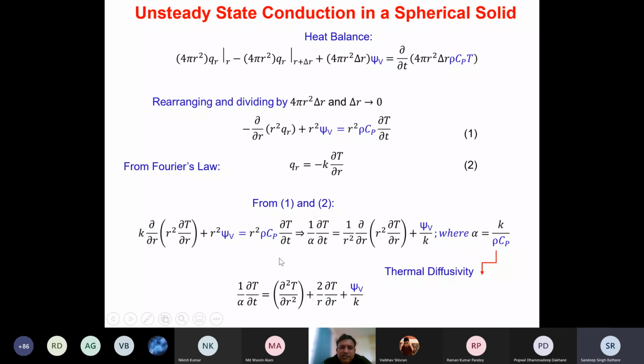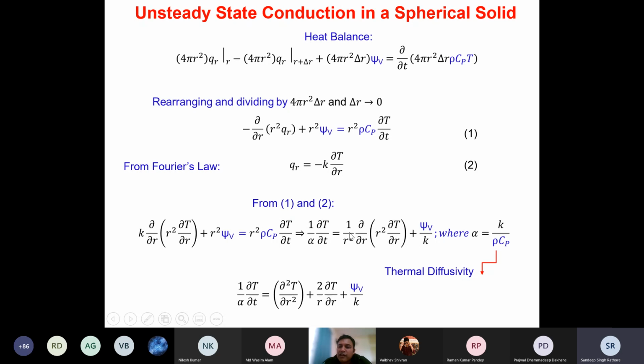And if we rearrange this term by dividing by K and taking this r square to the other side, what we get is 1 by alpha dou T by dou T equals 1 by r square dou by dou r in the bracket r square dou T by dou r, plus psi v by K. So this is the equation for the spherical geometry.